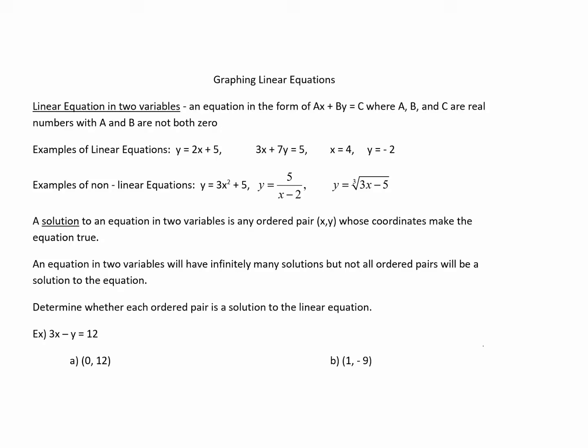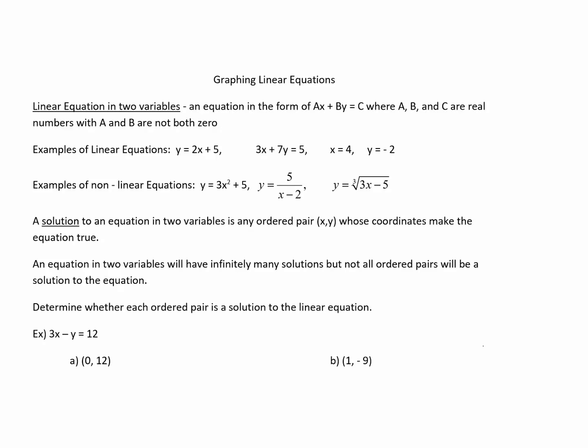I've written out some examples of linear equations in two variables, and I've written some nonlinear equations. This is not a linear equation because the exponent on the x is 2. This is not a linear equation in two variables because you have a variable of x in the denominator. And this is not a linear equation in two variables because you have variables under a radical.